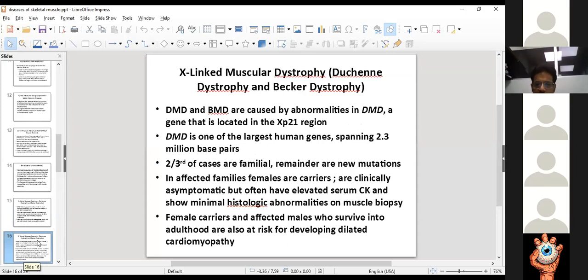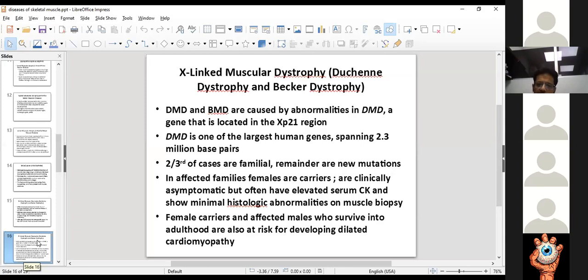Two-thirds of cases are familial, remainder are new mutations. In affected families, females are carriers, obviously because it's a X-linked disorder. They are clinically asymptomatic, but often will present when obviously some individual is a boy or the son is affected, and workup is done. If you check the serum creatinine levels, it may show slight elevation and mild histologic abnormalities may be seen in muscle biopsies, but generally they are asymptomatic.